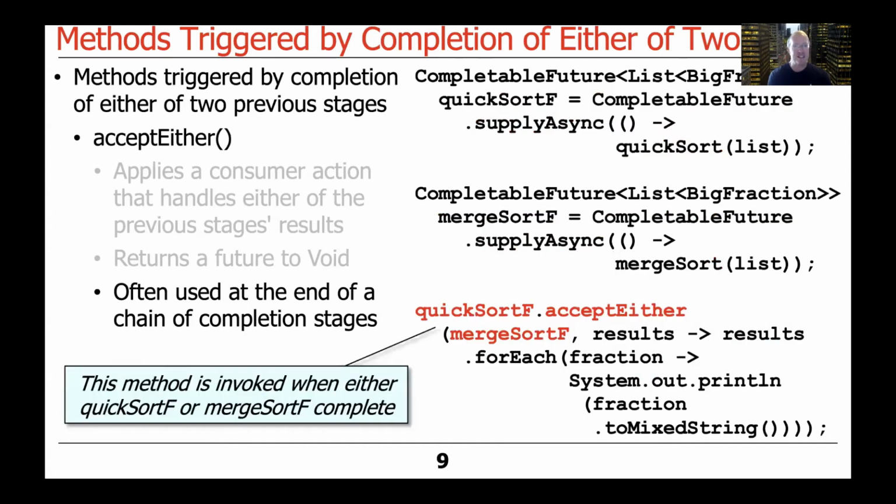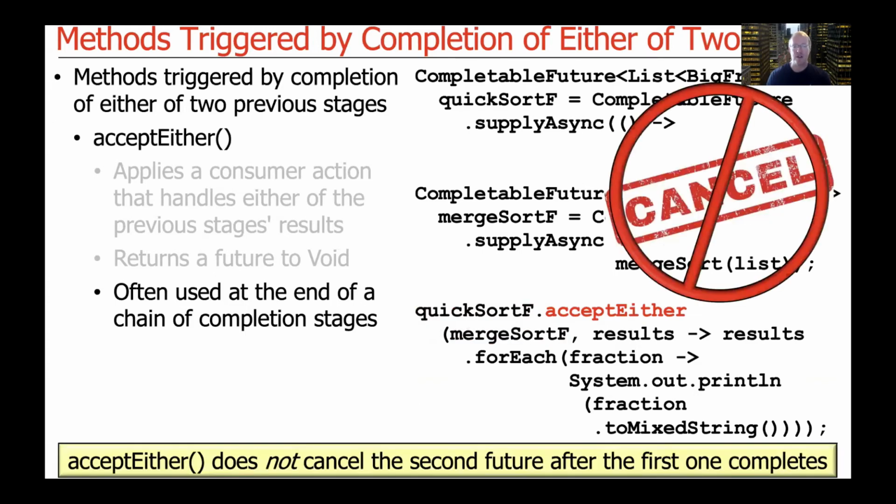So in this particular case, keeping in the spirit of leveraging all the cores available on our platform, we're going to have quicksort completable future dot acceptEither, and we'll pass in the merge sort completable future. And whichever one of those computations finishes first, then we're going to perform some action on the result. Now, here's an interesting little trivia. The completable future that finishes second actually is not canceled when the first completable future finishes. So it continues to run, except its result will simply be ignored.